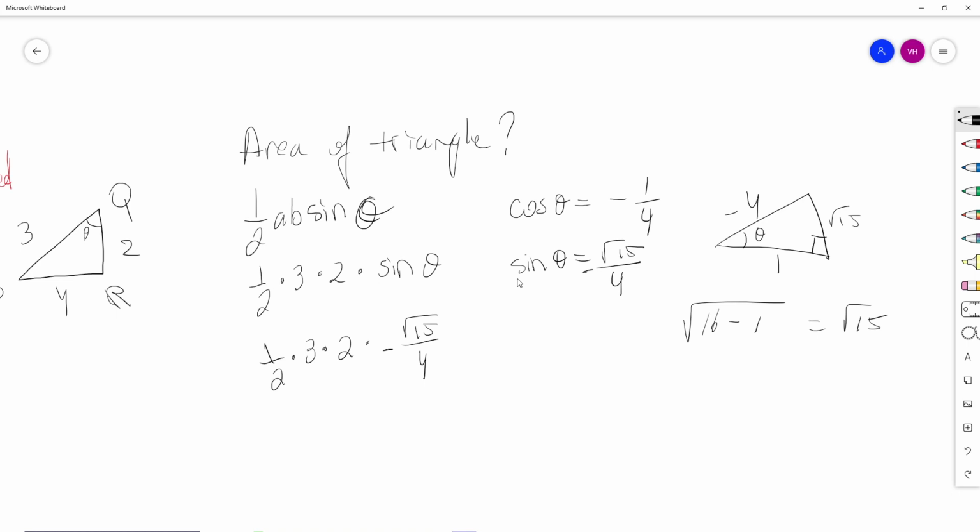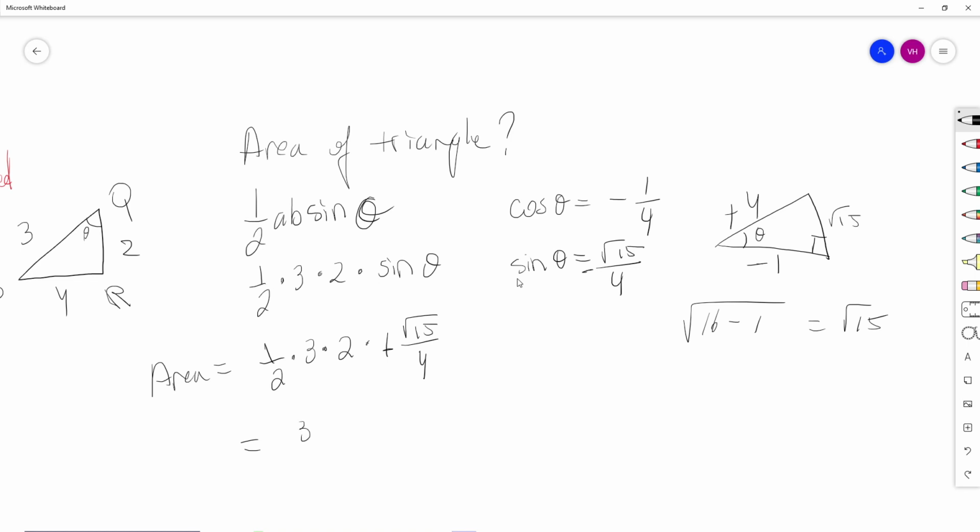But since we're finding the area, we cannot have a negative area. So the root 15 over 4 will be positive, and here, instead of the hypotenuse being negative, we can make the side of the triangle negative. In the grand scheme of things, it doesn't really make sense, but mathematically, we need to do that.